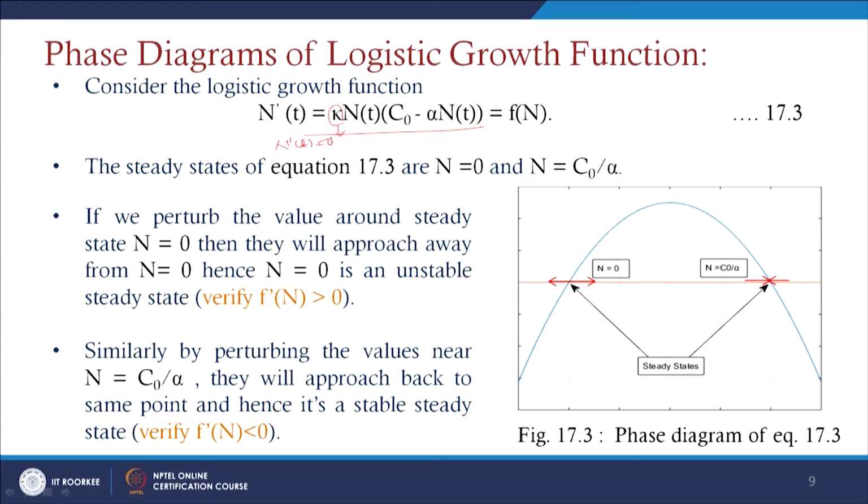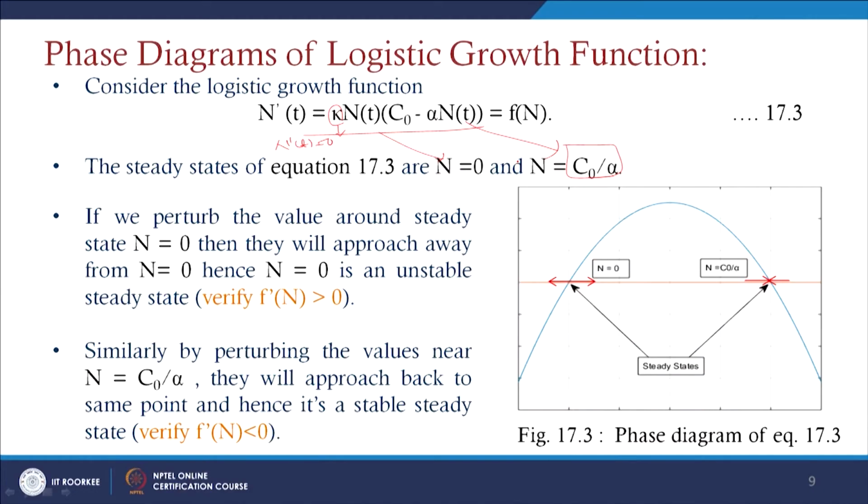Steady state means that the first order derivative equals 0. If we consider N dash t equals 0 here, then either N equals 0 or N equals C0 by alpha from this equation. To find the nature of the stability of this function, we have to perturb the value around the steady state values. If we plot a graph, N equals 0 is placed here, and N equals C0 by alpha at this point.